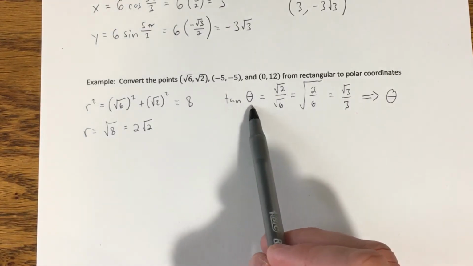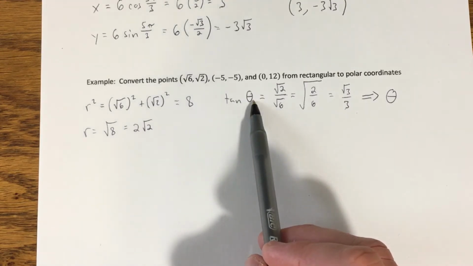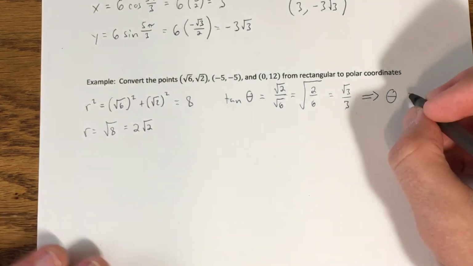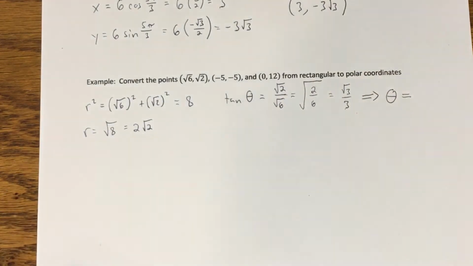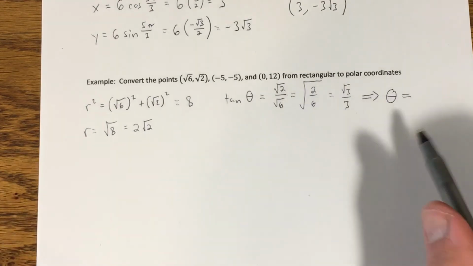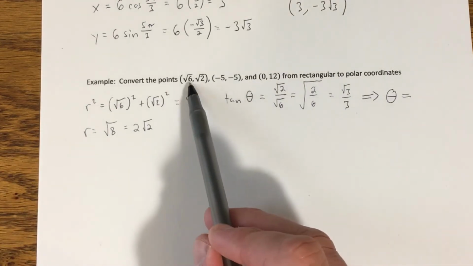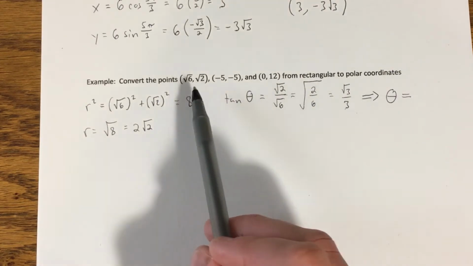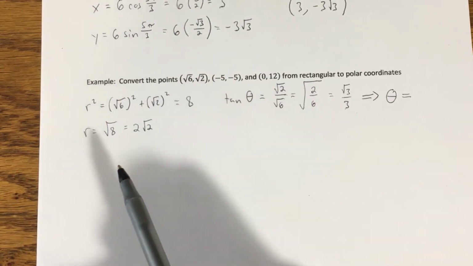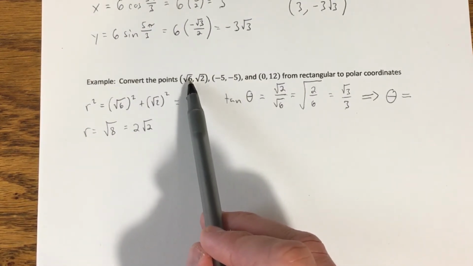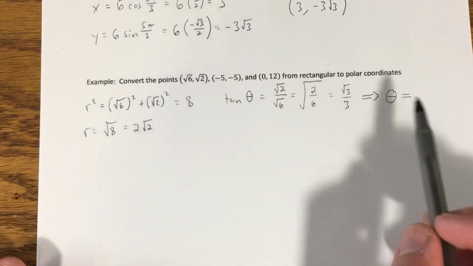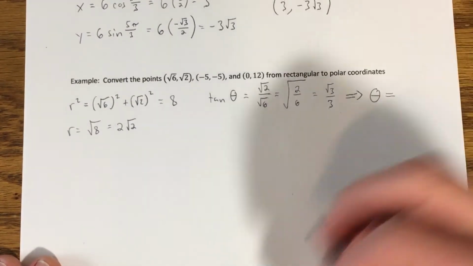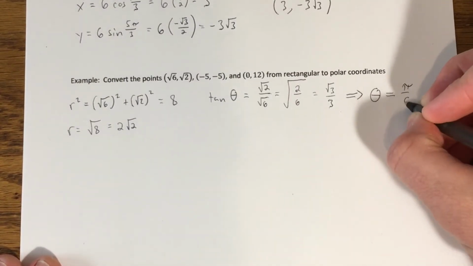But it could also equal 7 pi over 6, because 7 pi over 6 is in the 3rd quadrant, and tangent of 7 pi over 6 would also be positive root 3 over 3. So I have to determine which of those 2 angles is the one that I want to use. One is correct and the other one is not. The way I make that determination is I go back to the original point in rectangular coordinates and I think, what quadrant does this belong to? Well, the x and the y coordinates are both positive. This would mean that we're in the 1st quadrant. So 7 pi over 6 would not be correct. 7 pi over 6 is in the 3rd quadrant. That means the angle I'm looking for is pi over 6.